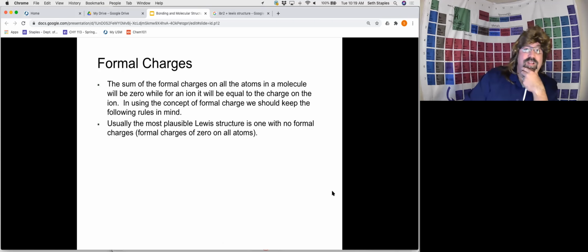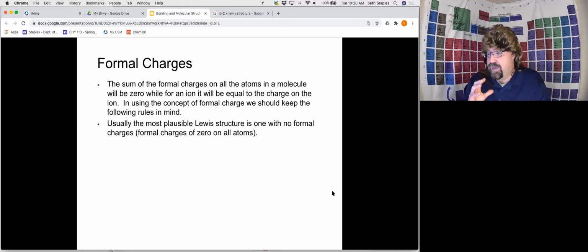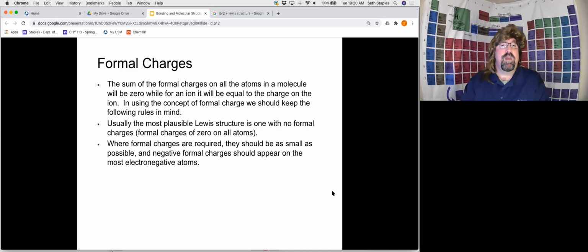And so when we're looking at Lewis structures, if we're looking at more than one possible Lewis structure, the one that's more likely to exist will be the one that has no formal charges, a formal charge of 0 on all of the atoms. If that's not possible, then the formal charges should be as small as possible. So come up with an arrangement that has these formal charges with the least magnitude as you can.